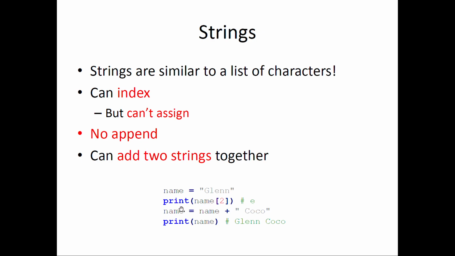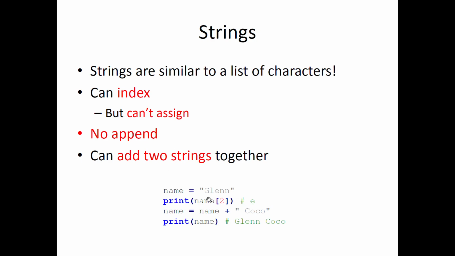You can index a string. So item number 0, 1, 2 will end up being E. You can also put two strings together, right? Like we'll be having Glen Coco. I wouldn't call it appending, but that's putting at the back of a string. When we say appending, it's that keyword.